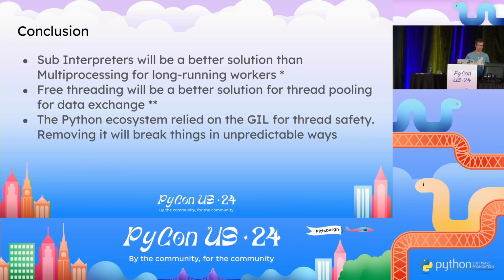And I think the Python ecosystem relied on the GIL for thread safety, and removing it is going to break things in unpredictable ways for some time to come. But we can't keep putting off the change. I think this needs to happen regardless. And there are some terms and conditions to all of these statements.